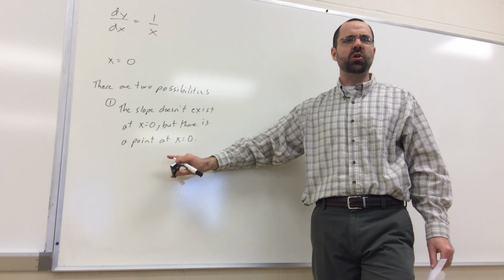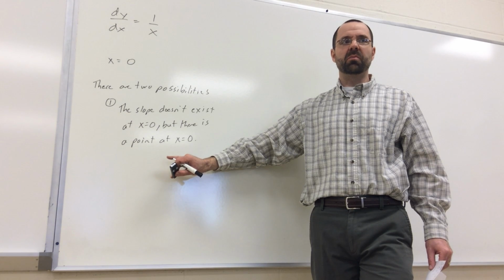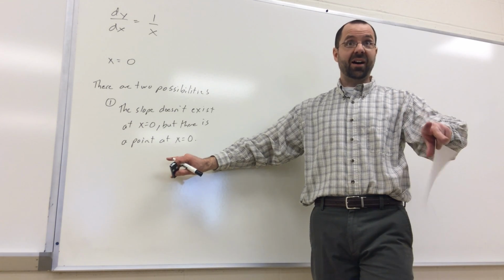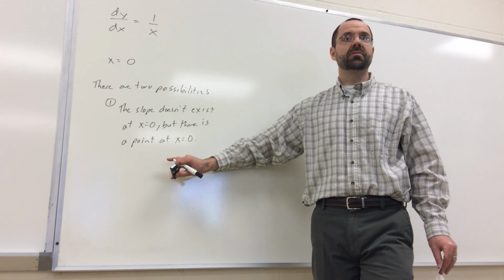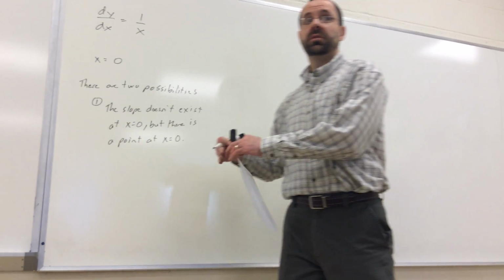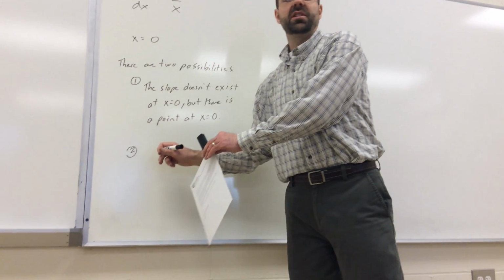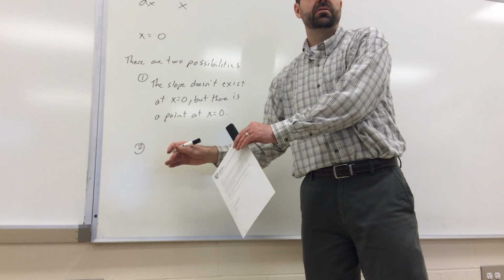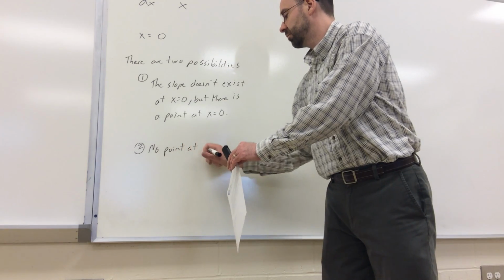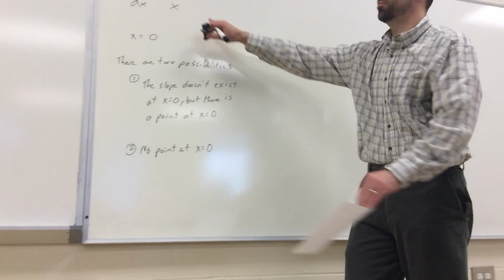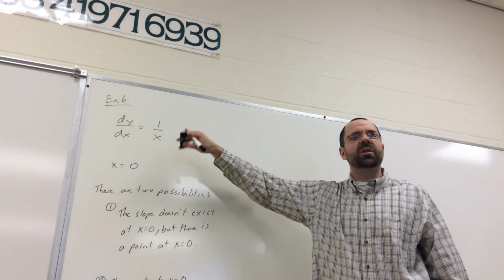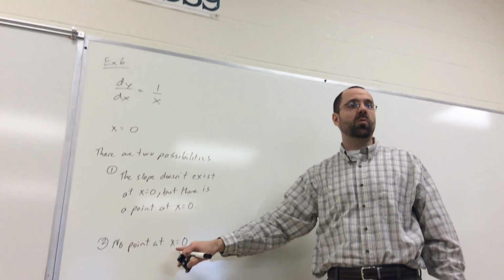How is that possible? How can a slope not exist, but there still be a point? There could be a corner point, a cusp, or a vertical tangent, right? Okay, but it is possible that the slope doesn't exist and there's also not even a point there. We can't tell necessarily from the differential equation. The differential equation is just about the slopes, so we can tell where the slope doesn't exist, but we can't necessarily tell where the point doesn't exist.